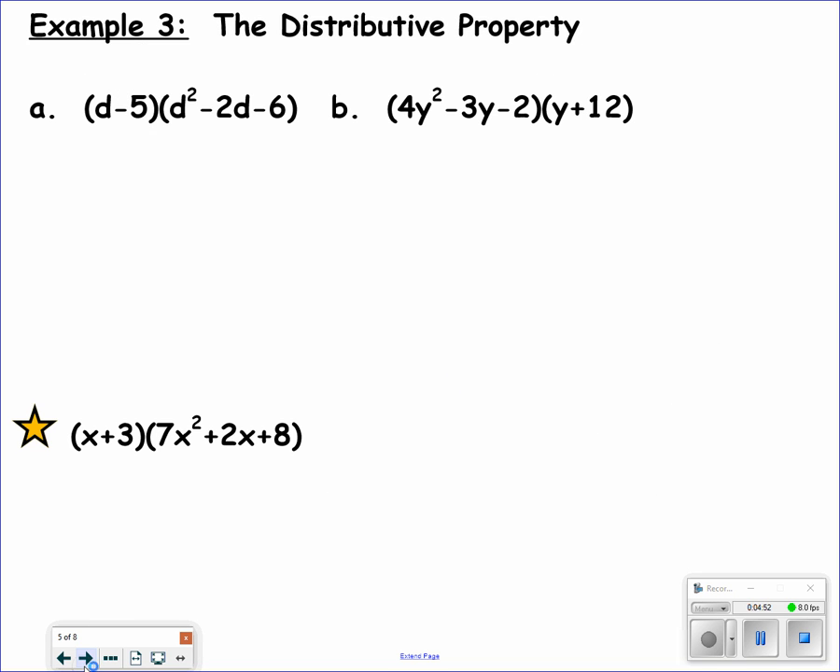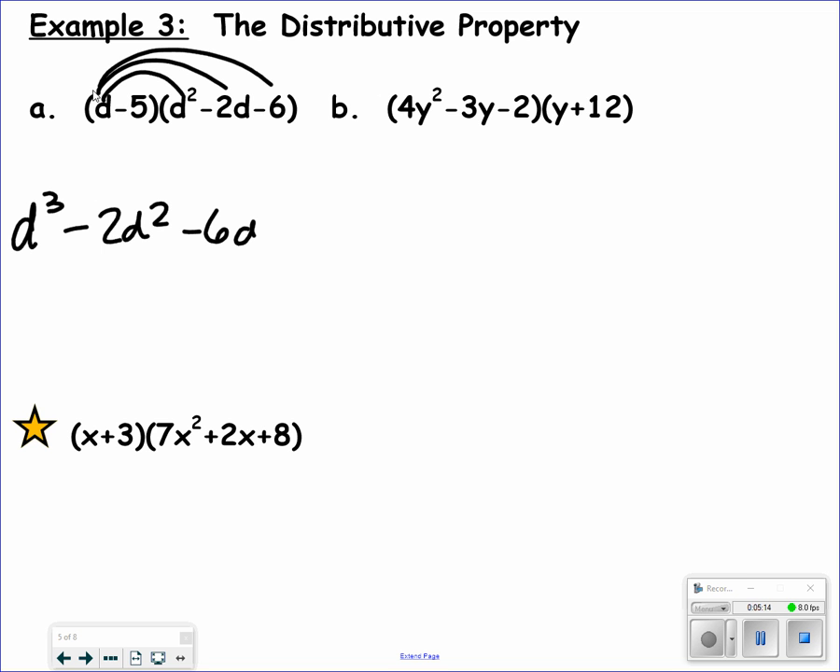So next one. It's kind of a super FOIL. It's a double distribute. It's basically anytime you have a binomial times a trinomial. You're taking the d and you're going to multiply it to all three of those. So d cubed, d times d squared, negative 2d squared, minus 6d. So that was taking d times each one. And the next one, negative 5d squared, positive 10d, I'm just running out of space, and then negative 5 times negative 6 is positive 30.